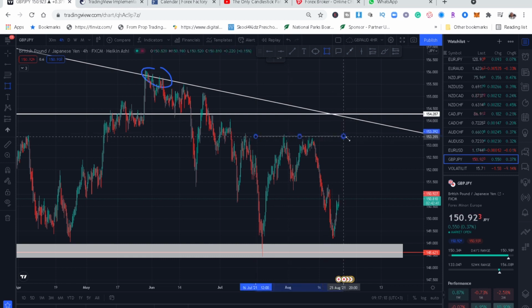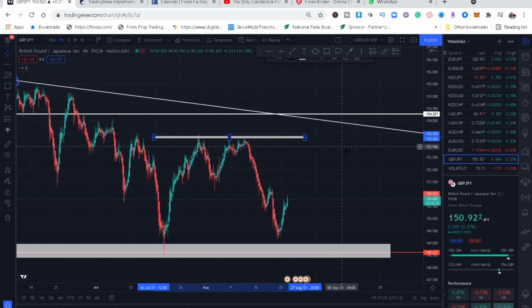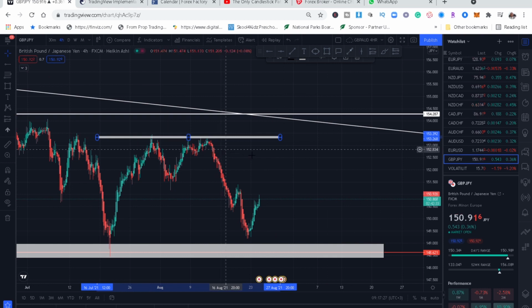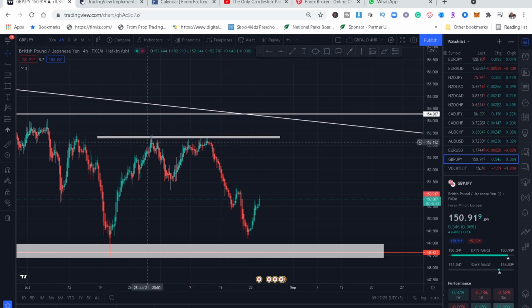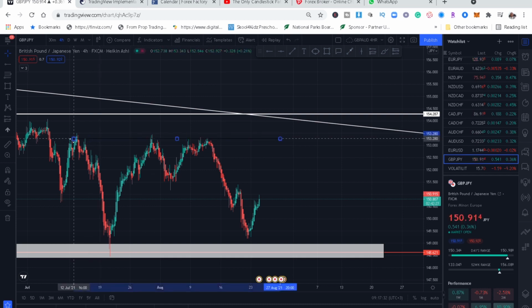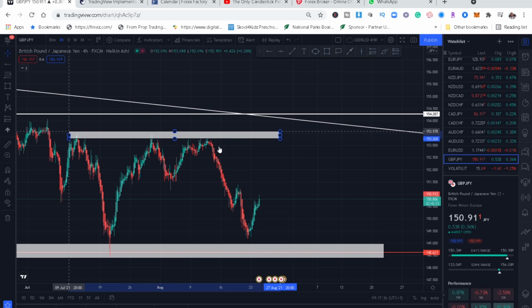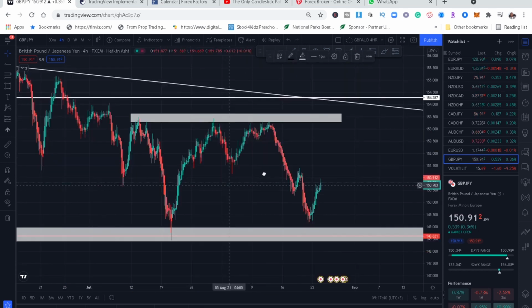So guys, if you don't know about the patterns, you need to pay attention. I'll be doing these pattern videos to show you what to look for when you have a double top or a double bottom. So this one, it has created a double top. After it created a double top, it continued to go down.